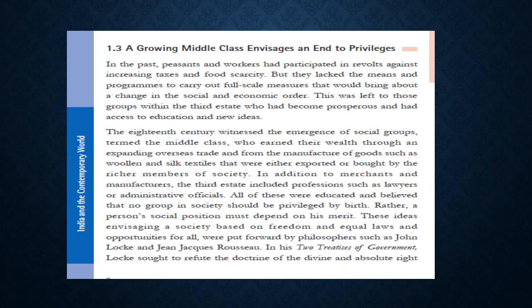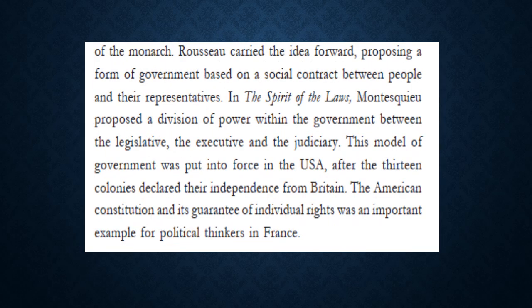In his two treatises of government, Locke sought to refute the doctrine of the divine and absolute right of the monarch. Rousseau carried the idea forward, proposing a form of government based on a social contract between people and their representatives. In The Spirit of the Laws, Montesquieu proposed a division of power within the government between the legislative, the executive, and the judiciary. This model of government was put into force in the USA after the 13 colonies declared their independence from Britain. The American Constitution and its guarantee of individual rights was an important example for political thinkers in France.